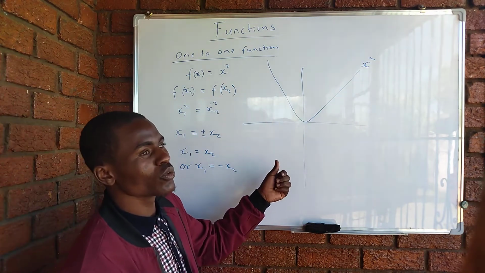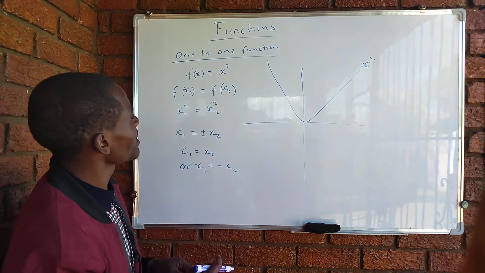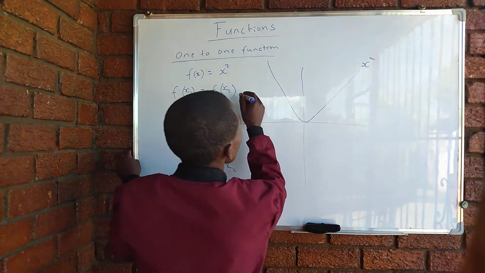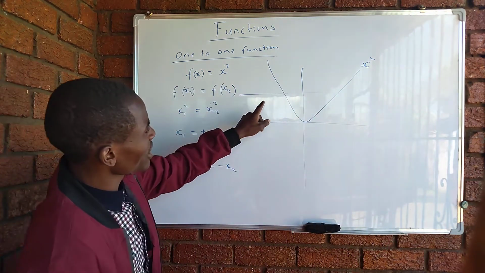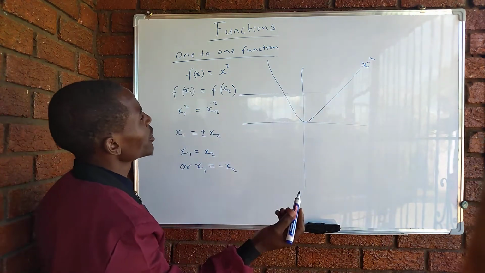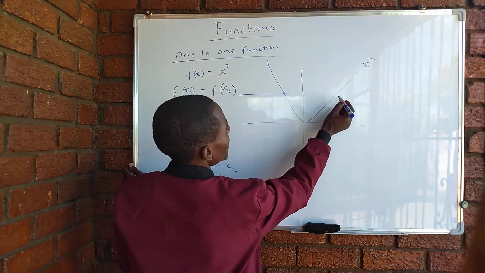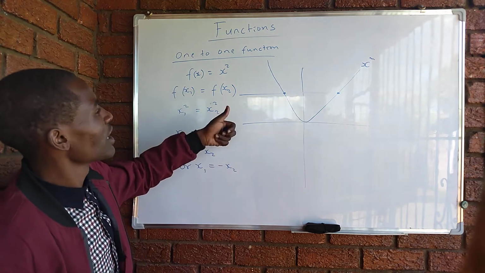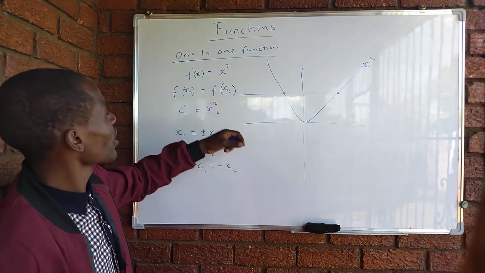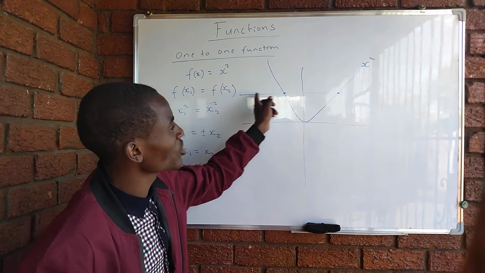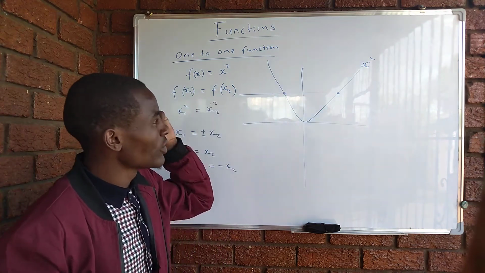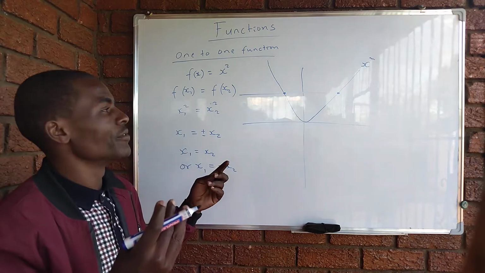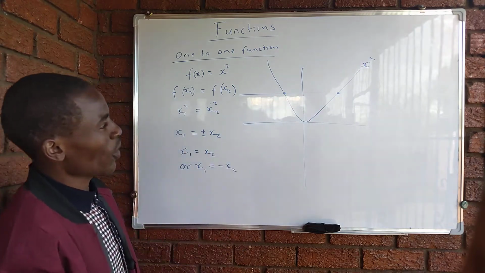we have to use the horizontal line test. So for the horizontal line test, we draw any horizontal line, any line parallel to the x-axis. Look at the graph, look at where it cuts. This is not a one-to-one function because the horizontal line cuts the graph two times. To be a one-to-one function, the horizontal line should cut the graph only once, so that for each and every value of x, we have one corresponding value of y, right?